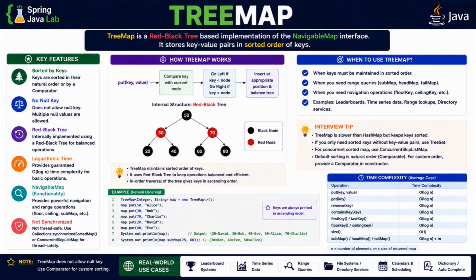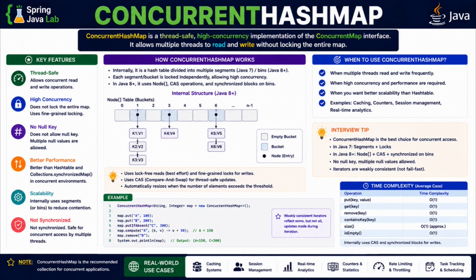TreeMap is commonly used for leaderboards, reporting, scheduling systems, dictionaries, and any application where sorted data is important. A simple memory trick. TreeMap equals sorted keys. Finally, let's talk about ConcurrentHashMap. In multi-threaded applications, multiple threads may try to read and update a map at the same time. A regular HashMap isn't designed for this scenario and can lead to inconsistent behavior.